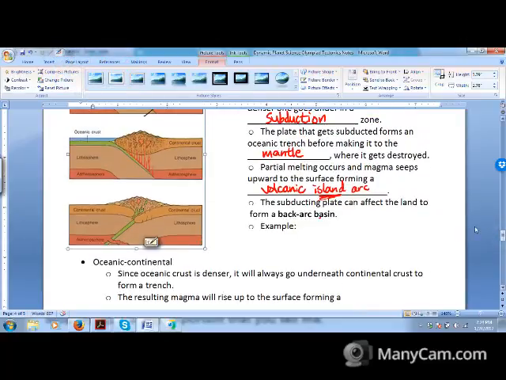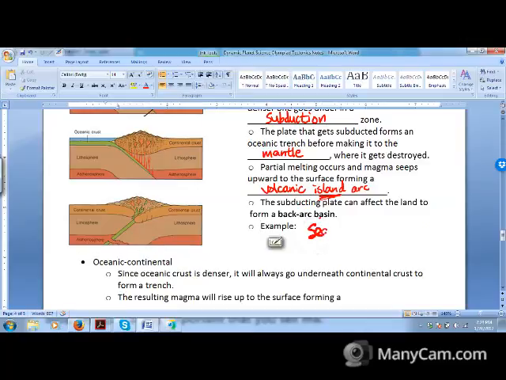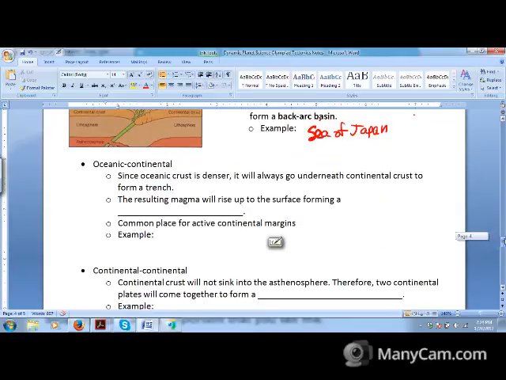An example of a back arc basin, or the process that kind of makes this, would be, I don't know, the Sea of Japan. Just an example if you want to look that up later. Okay, now this is just if two oceanic plates converge. Remember that the denser one is going to get subducted, and it's generally the older one.